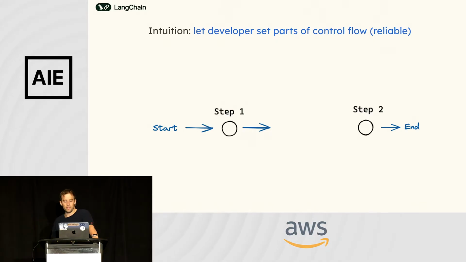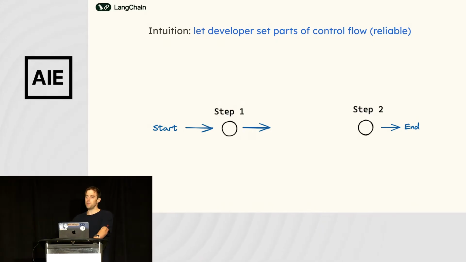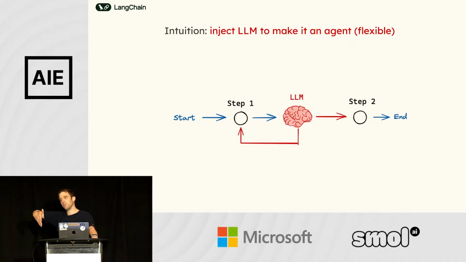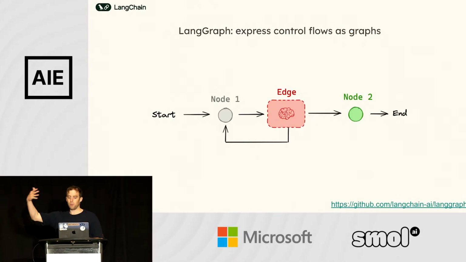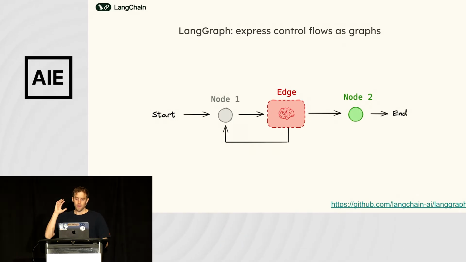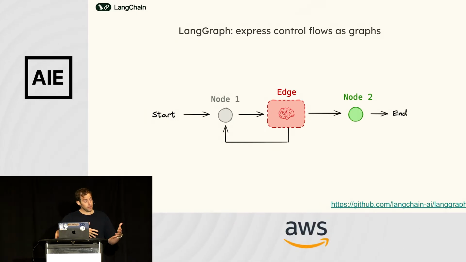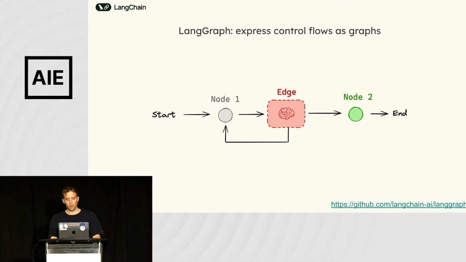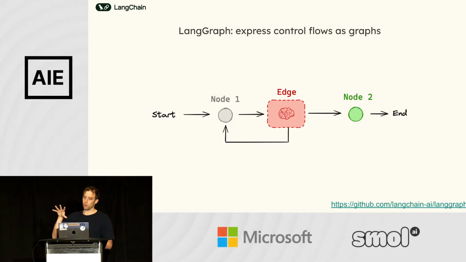So here's the setup, and this is the intuition. A lot of times in many applications, you have some idea of what you want the thing to do every time. So some parts of the application may be fixed. The developer can set, okay, I always want to run step 1, and I want to end with step 2. And you can inject an LLM in certain places where you want some kind of branching or optionality in the control flow. So this is the motivation for what we call LangGraph.